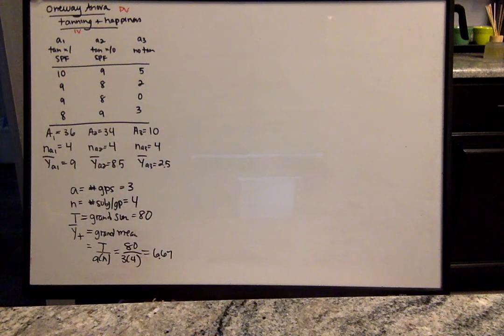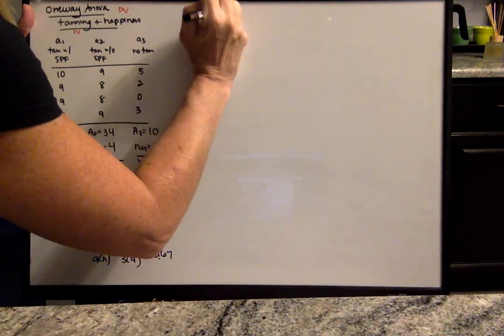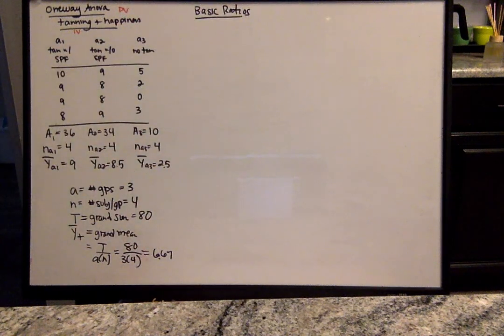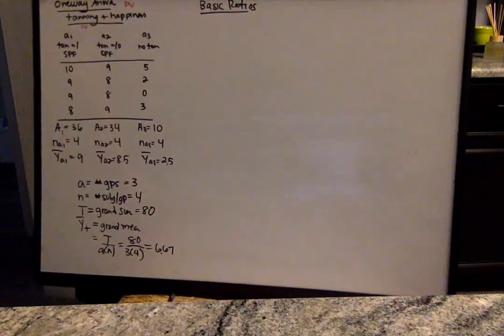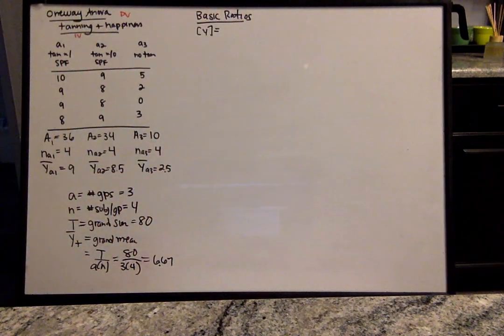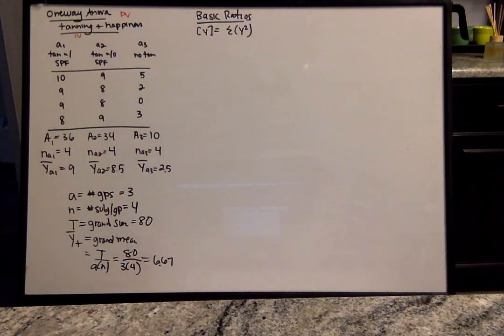So once we have all that summarized, we are ready to calculate our basic ratios. And remember, in the one-way ANOVA, there are 3 basic ratios. The first basic ratio is the basic ratio for y, and the formula for this is simply the sum of the y's squared. So remember, this is like the 3rd week or so that we've been referring to this notation with the y. Y is a score.